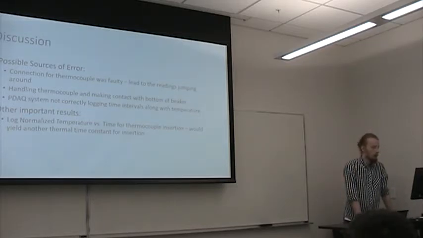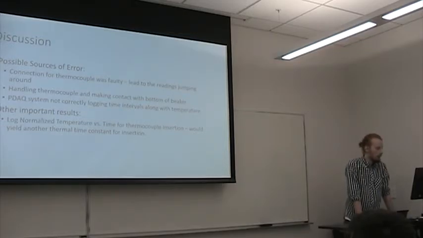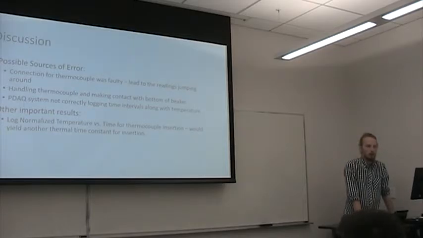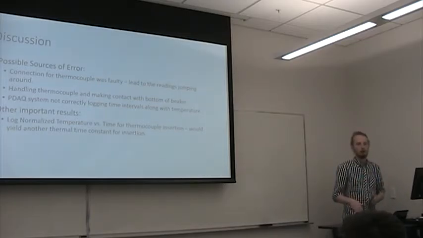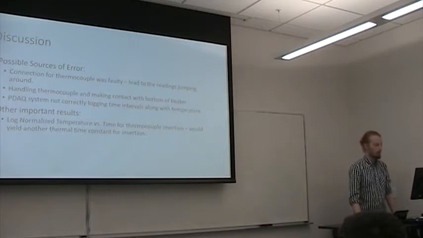Also, during handling the thermocouple, there could have been accidental contact with the bottom of the beaker. And finally, the PDAQ system was not correctly logging time intervals with our temperature, so we had to kind of work in reverse from that. That might have had the effect of skewing our graph slightly to the left or slightly to the right, but ultimately would not affect our results for the slope of the graph.